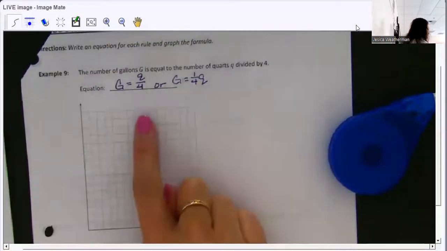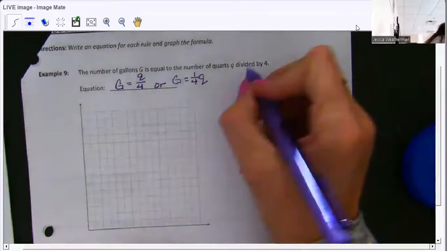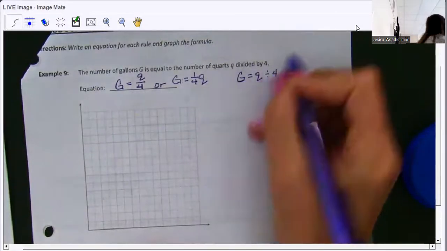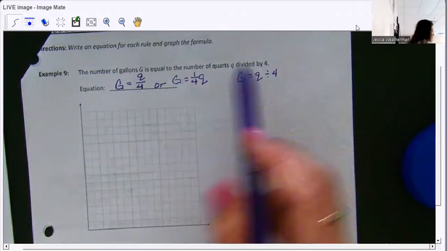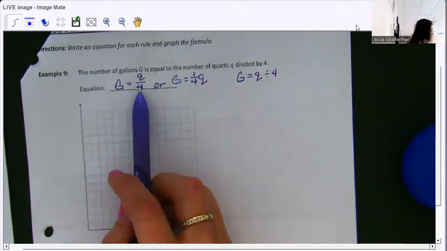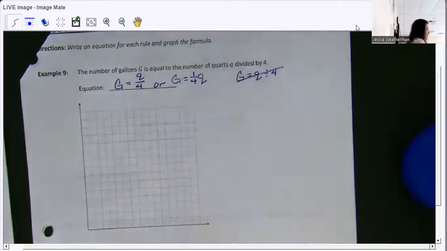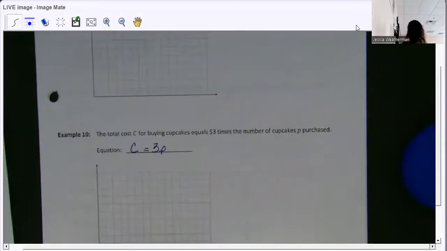This is the equation you should have gotten for 9. Now, if you wrote it out as G equals Q divided by 4, I need you to get out of the habit of using that symbol for division. Because we're in algebra, we write it either this way, Q divided by 4, or 1/4 Q. Let's get out of the habit of doing that. And then for 10, you should have gotten this equation. Any questions?